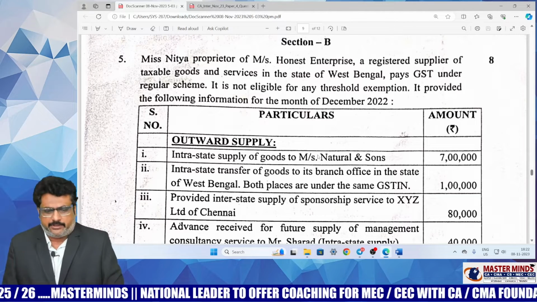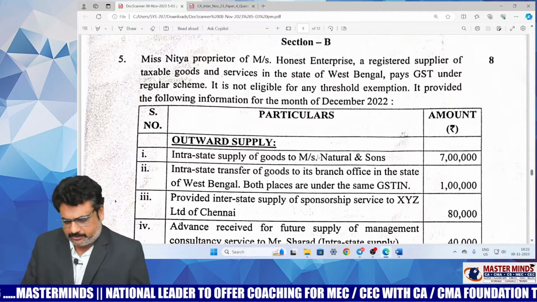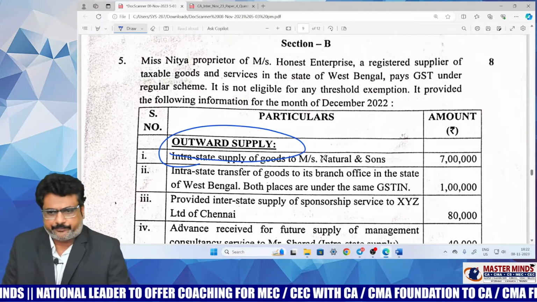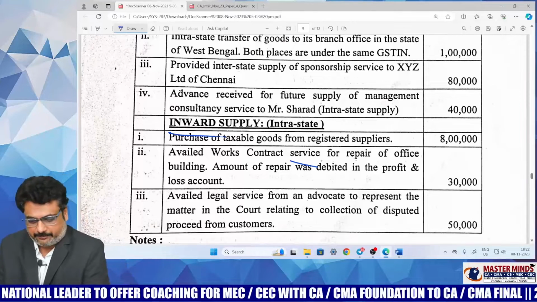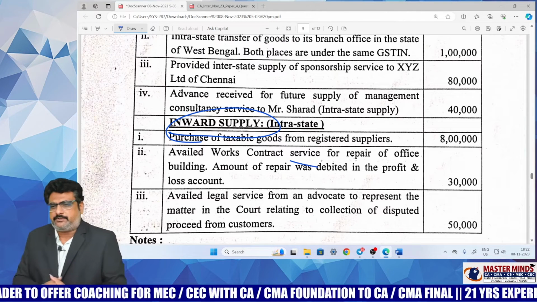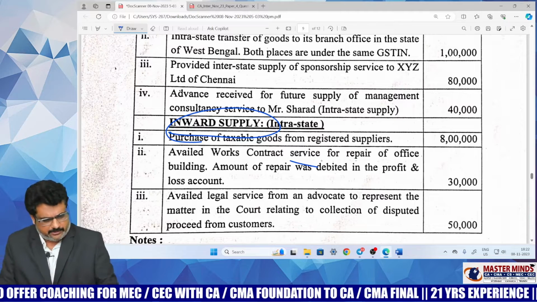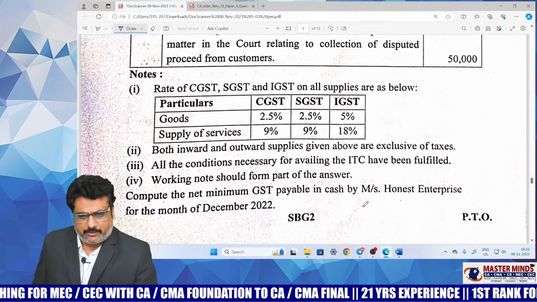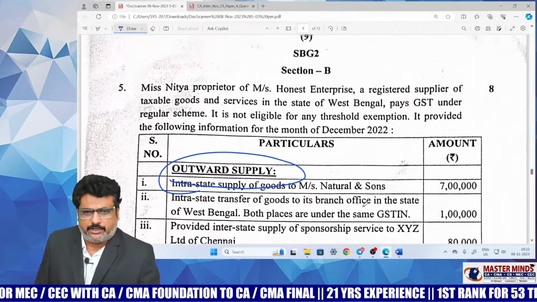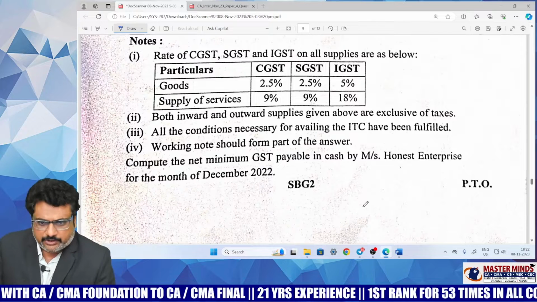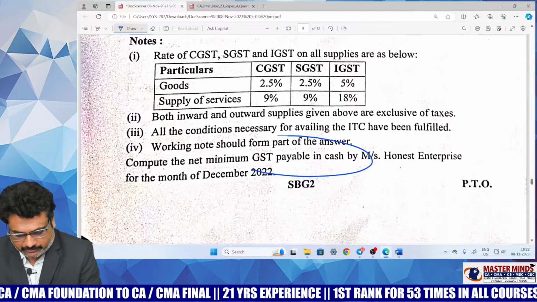If you observe this particular question, outward supplies and inward supplies details are given, and some additional information is also given. Based on that, what you need to do is compute the minimum GST payable in cash.